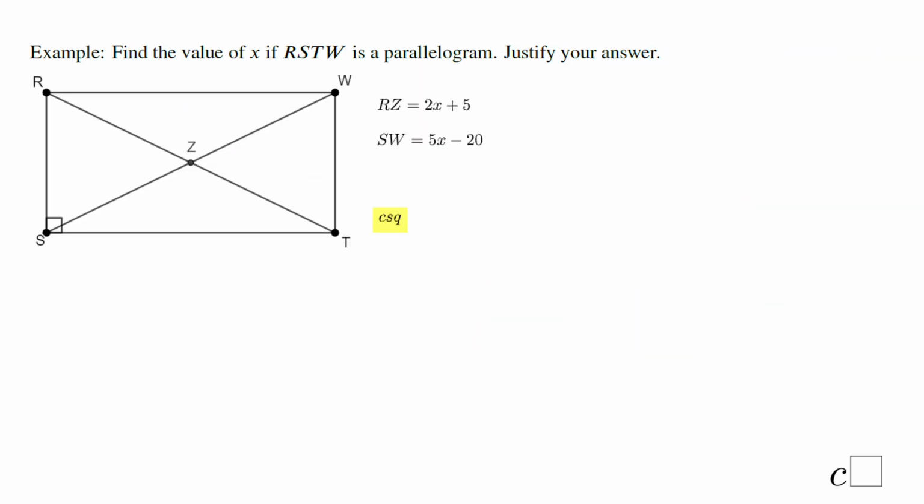Let's move to the next example. Very similar. Now we do have a picture. Find the value of x if RSTW is a parallelogram. Justify your answer. Oh, so we know this is a parallelogram. But also, what do you notice in the picture? We notice the right angle here. So in fact, I can identify this parallelogram better. This is a rectangle.